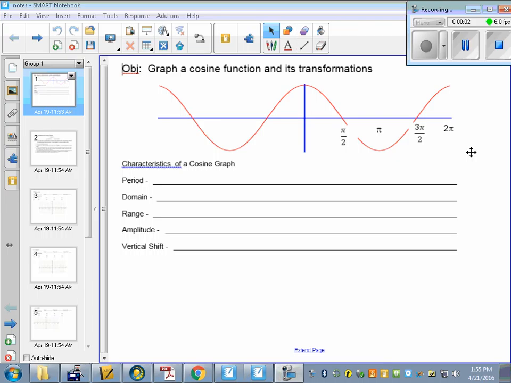Okay, yesterday we learned how to graph a sine function and all the transformations that we can do with the sine, how we can move it up and down with the vertical shift, and how we can stretch it vertically with the amplitude. Today we're going to be doing the exact same thing for a cosine function. So you've got all these spaces on the page there for a cosine function, and if you just want to write "same as sine" on the page, because all of these characteristics are exactly the same.